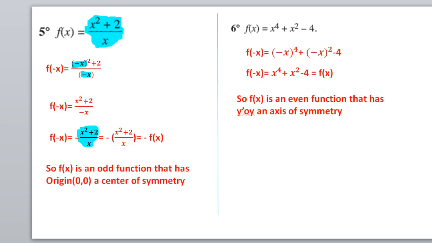The next one, the last one: f of x equal x power 4 plus x squared minus 4. So f of minus x is minus x power 4 plus minus x squared minus 4. So let's simplify. It will be x power 4 plus x squared minus 4. Compared to the original one, it's equal to f of x. So f of minus x equal f of x. So it's an even function with the y axis as an axis of symmetry. So that's everything.